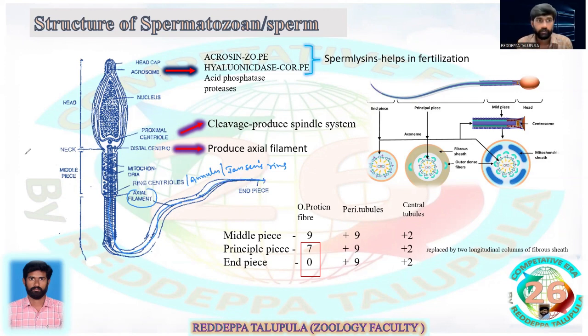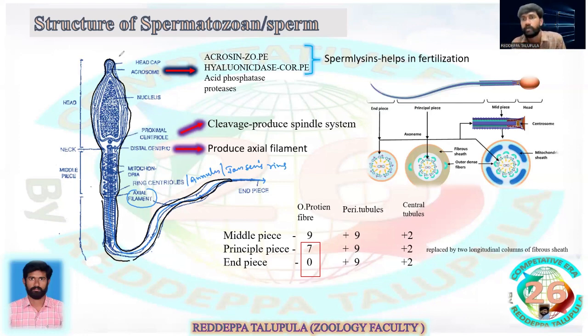Keep it in mind, there will be plasma membrane. See, there will be plasma membrane that covers the entire structure of the sperm except the region of the end piece. Only in the end piece there will be no plasma membrane. The remaining structures are all covered by the plasma membrane. Okay. Next, if you talk about the ODF, outer dense fibers or proteins, peripheral tubules and central tubules. Based on this, there will be one prominent question. So I am discussing that also.